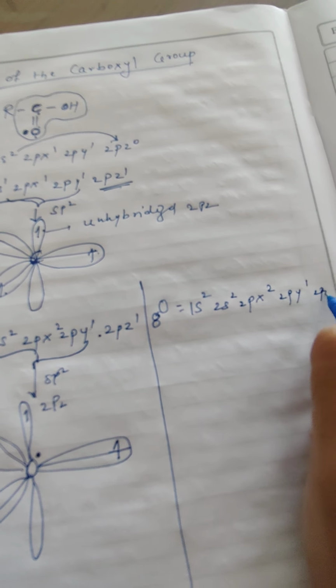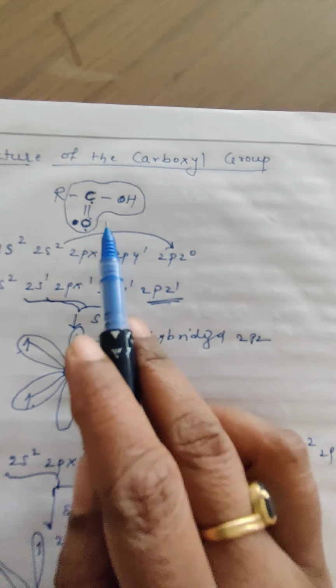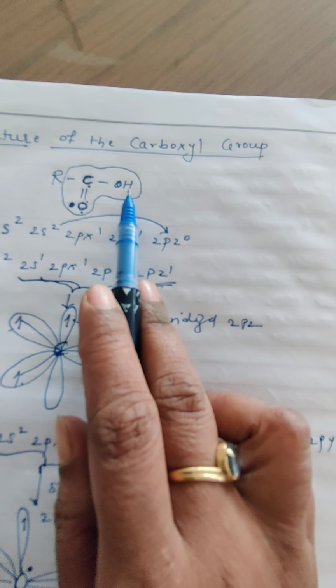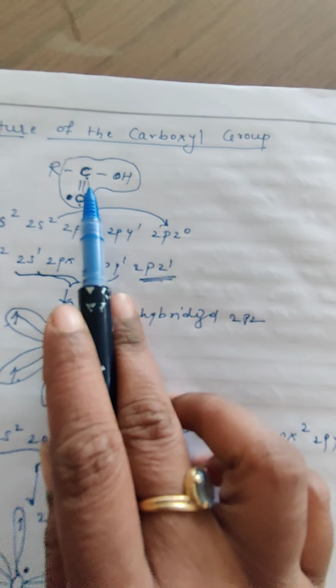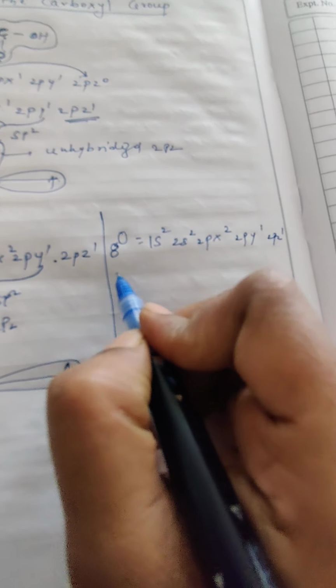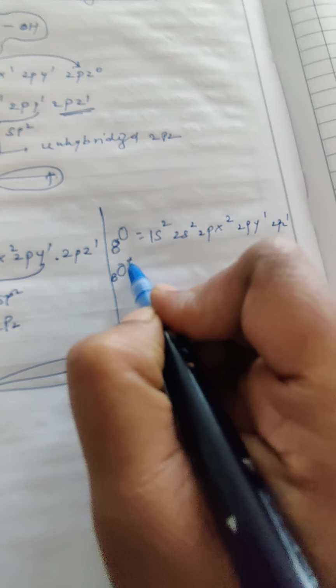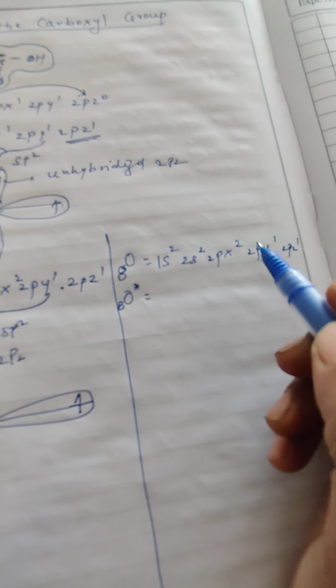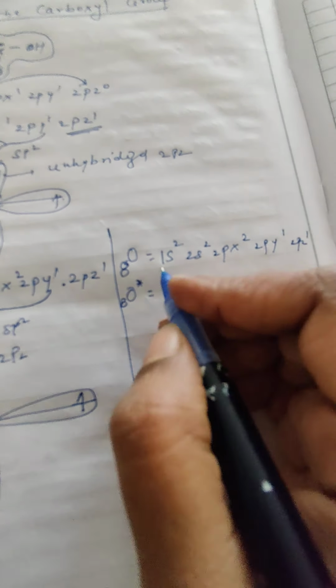But now in this condition, as we know that this oxygen is forming two double bonds. Okay, we need two single bonds here, two sigma bonds here. So here this oxygen which is single bonded undergoes excitation, so one electron from 2s goes to 2pz.